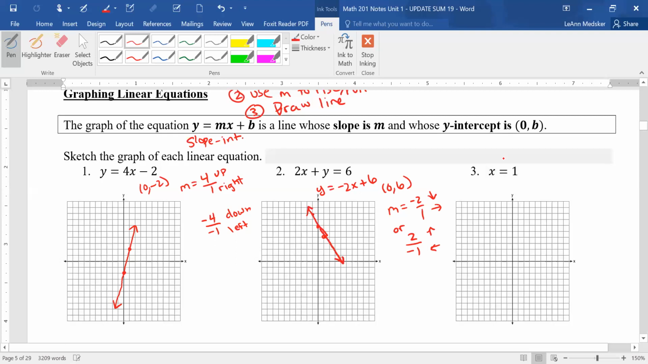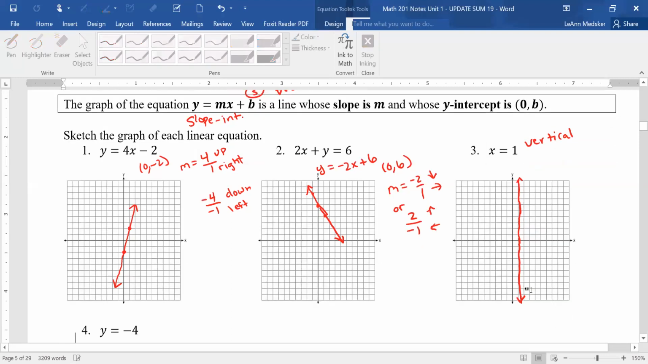Now the next 2 are special lines. This is a vertical line because notice the x is the only variable there. If you don't have both x and y, you have a special line. And what this means is that we're stuck at x equals 1 forever. So in other words, we can go up and down because that's still x equals 1, but we can't go left or right because that would change our x value. So you just get this vertical line at the value x equals 1.